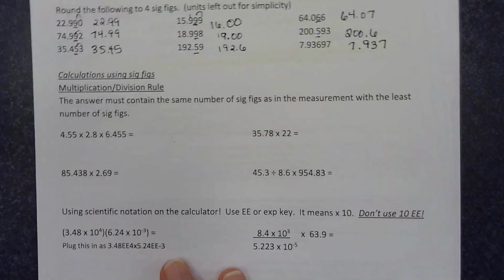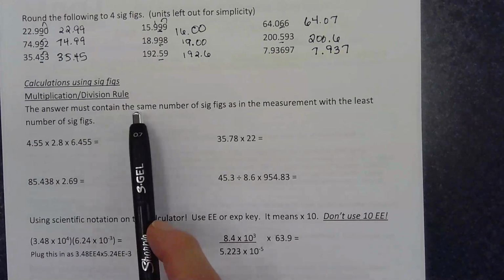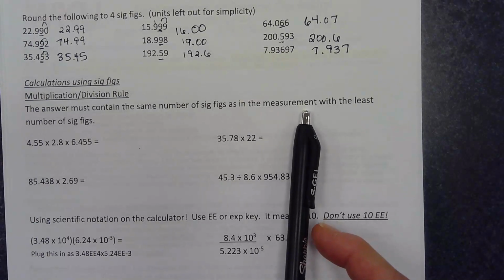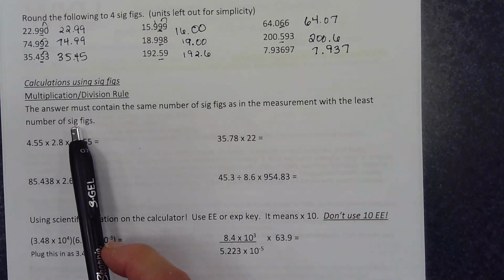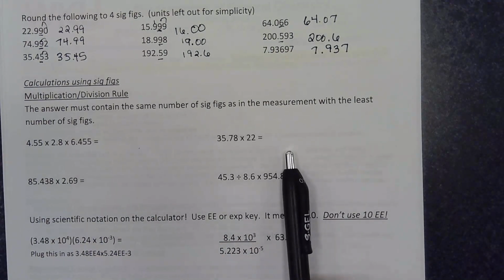We want to first look at the rules. So we have two different rules. The first rule we're going to look at is multiplication and division. The rule for multiplication and division is that the answer must contain the same number of significant figures as the measurement with the least number of significant figures. So we're looking at total significant figures, and our answer should only have what is in the measurement with the least. We're going to make the assumption all of these are measured numbers. I'm leaving units off just to save time, and for simplicity today.